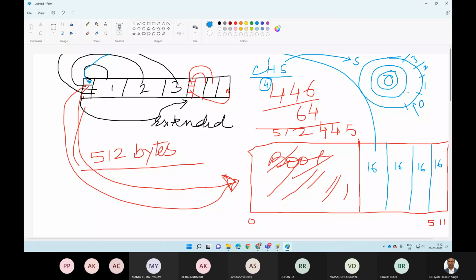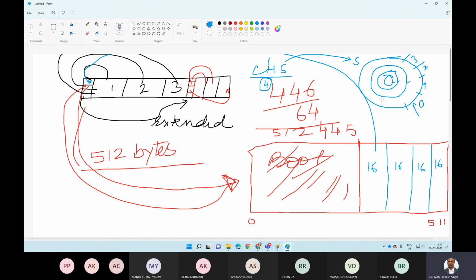8 heads are on top and 8 heads are on bottom. So we have a sequential numbering. Say the bottom head of the lowest platter is 0, then on top of that will be 1, then the next one, and so on. And the C refers to the number of tracks or the number of cylinders. So how many such tracks are there? Like 1, 2, 3, 4. In this example, I have drawn 4 tracks or 4 cylinders.